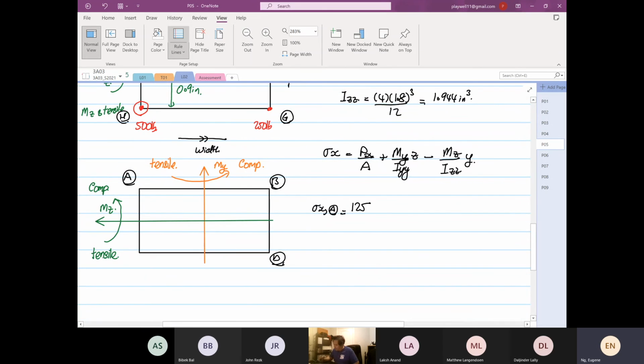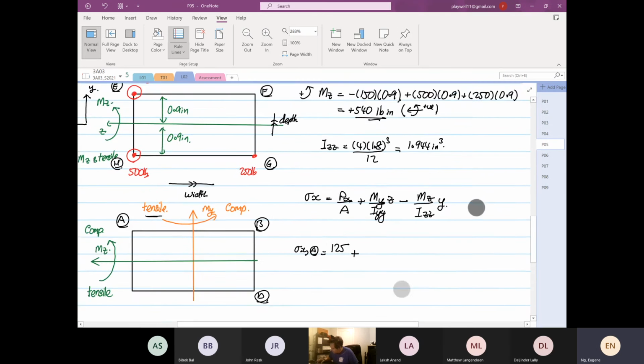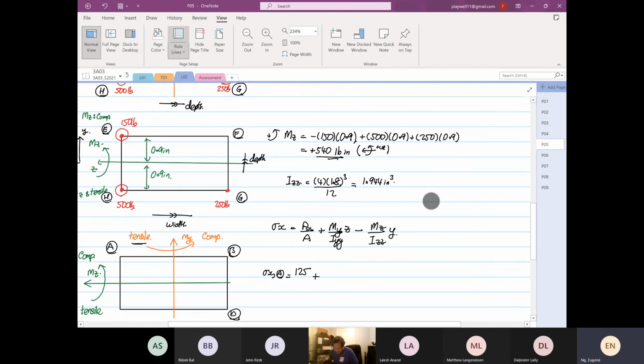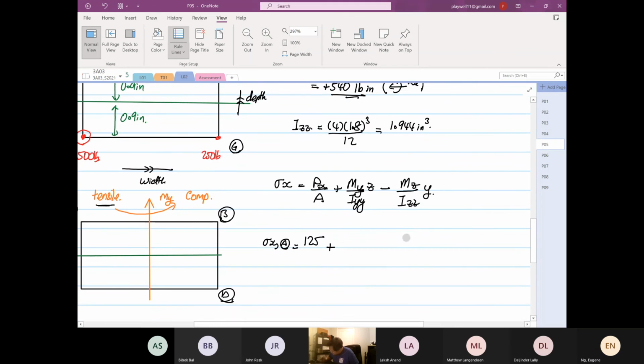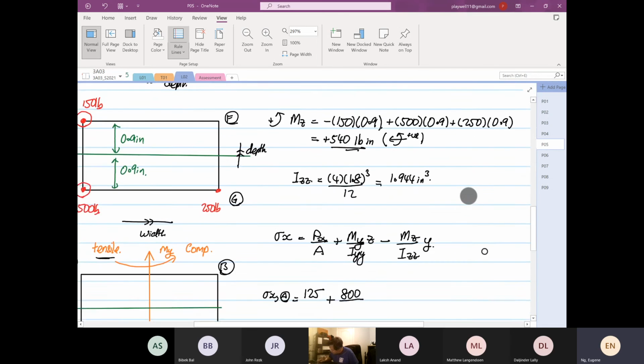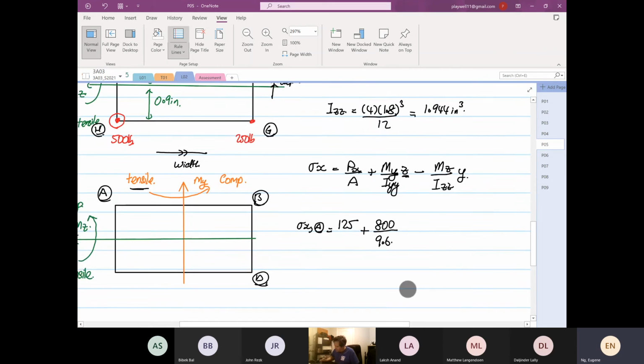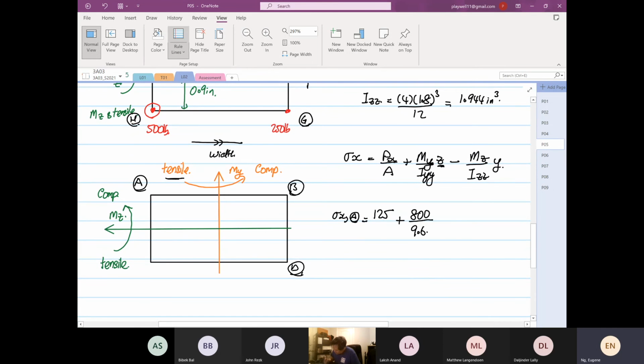So the next thing, you put your MY over I. If you look at point A, the moment about Y is going to be tensile. So plus, we calculated MY, I think it's 900, 800, sorry. MY is equal to 800 over IYY, which is 9.6. Am I right? IYY is equal to 9.6. Yeah. Now the thing that will come, you will see the Z direction. So what is the Z direction? Z direction is this point over here, up to here.